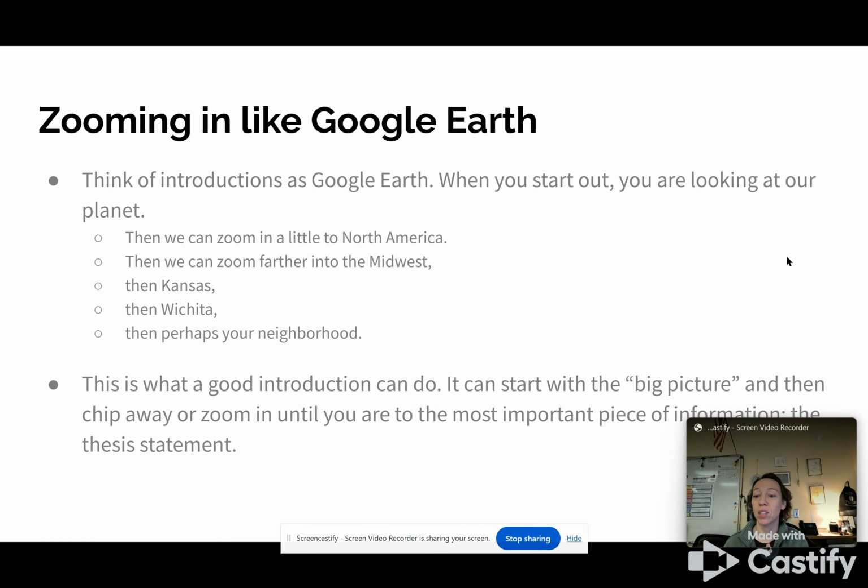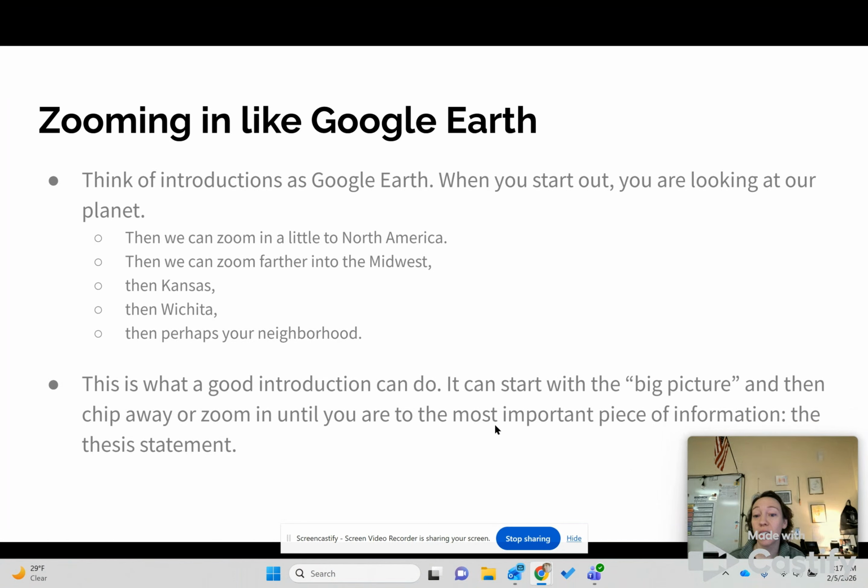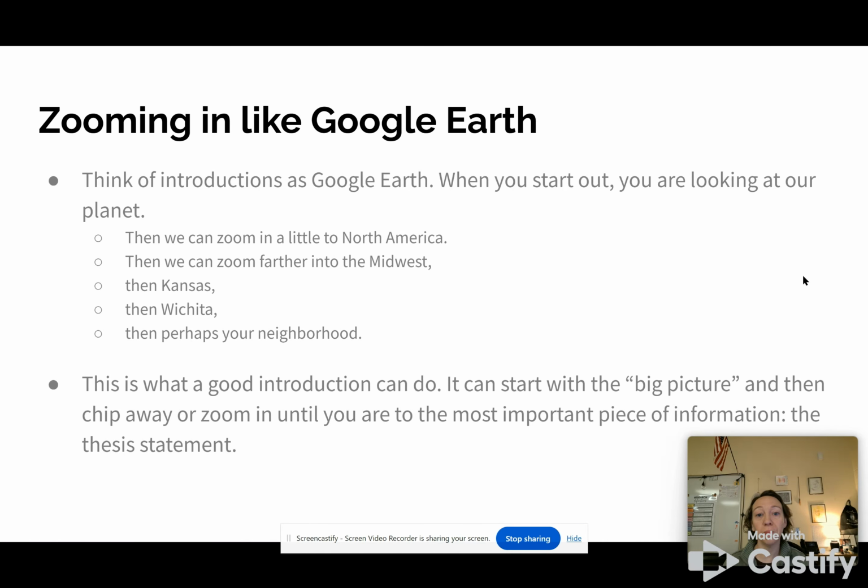So this is what a really good introduction can and probably should do. It needs to start with that big picture and then chip away or zoom in until you're to the most important piece of information, which is the thesis statement, which then drives the focus of your entire paper. So think of it as a really big idea, honed into the thesis, and then we're just focusing on that one thing for the rest of the paper.